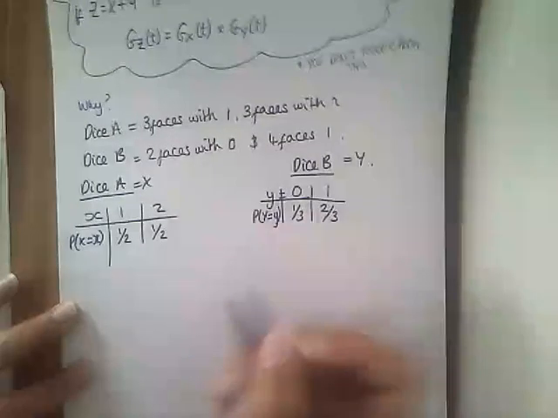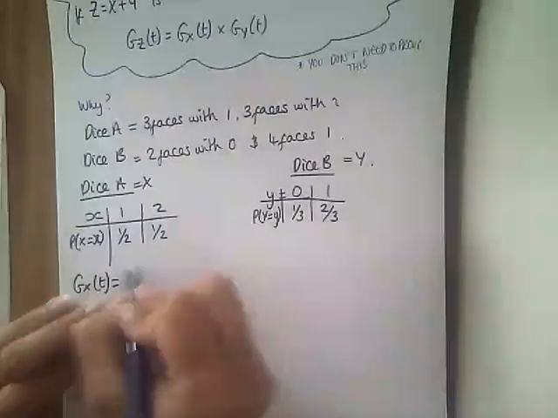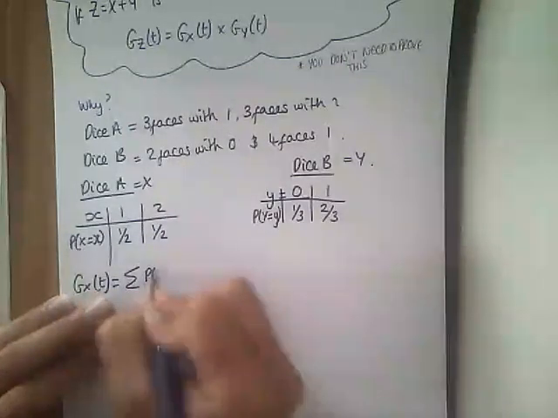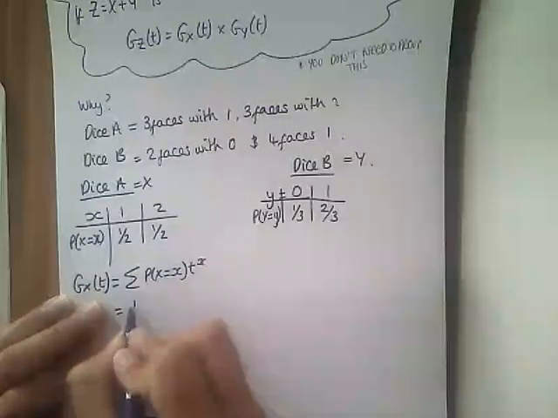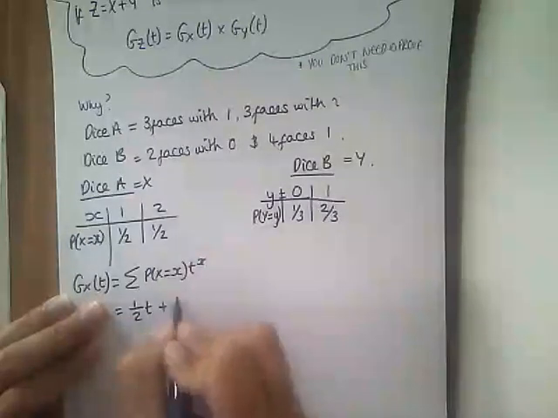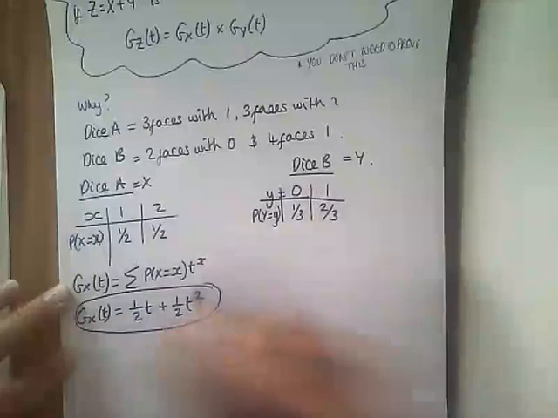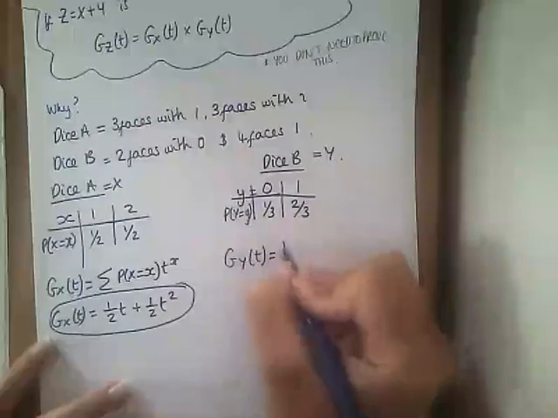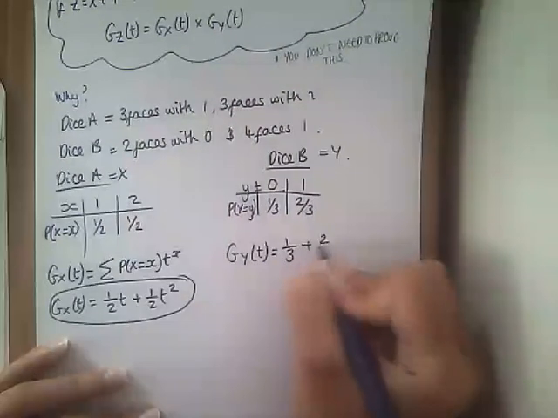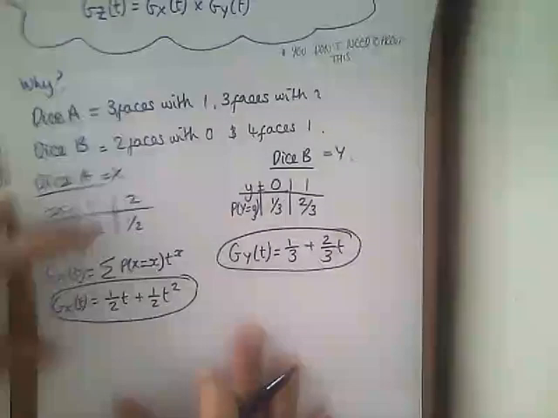Let's then work out the probability generating functions for these. Don't forget how you're doing this: you're doing the probability mass function times t to the power of x. So here the PGF for X is a half t to the 1 plus a half t squared. And the PGF for Y is a third t to the 0, so that's just a third, plus 2/3 t. We're going to use those in a second. So we know that to be true.